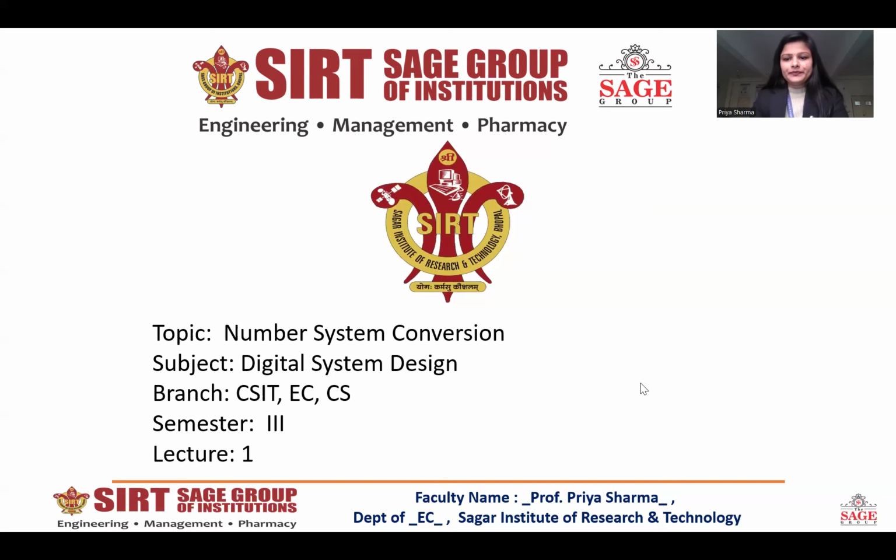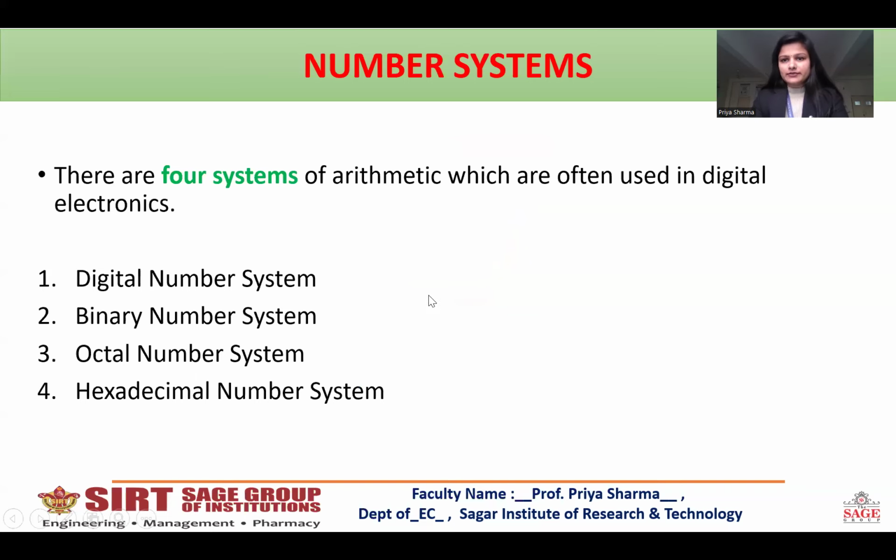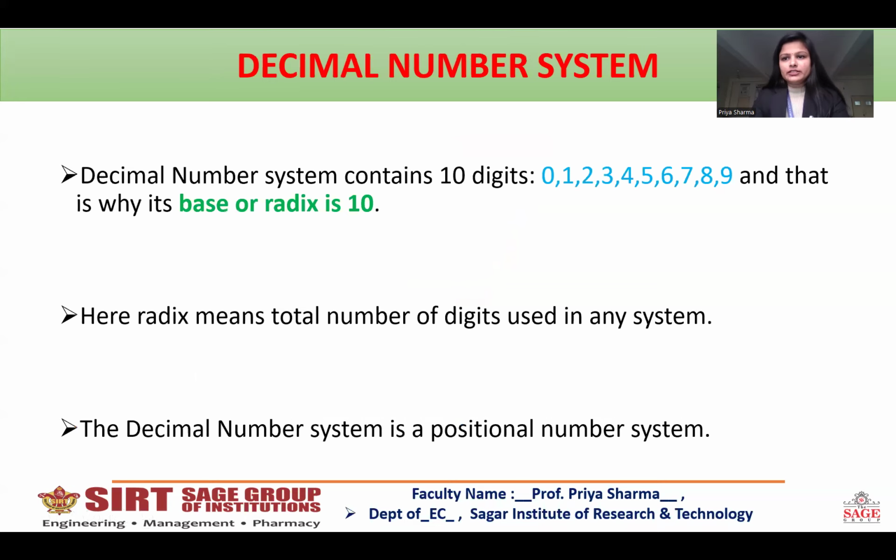So basically, there are four types of systems which are used in digital electronics, namely the decimal number system, binary number system, octal number system, and hexadecimal number system. So first of all, we are going to talk about the decimal number system.